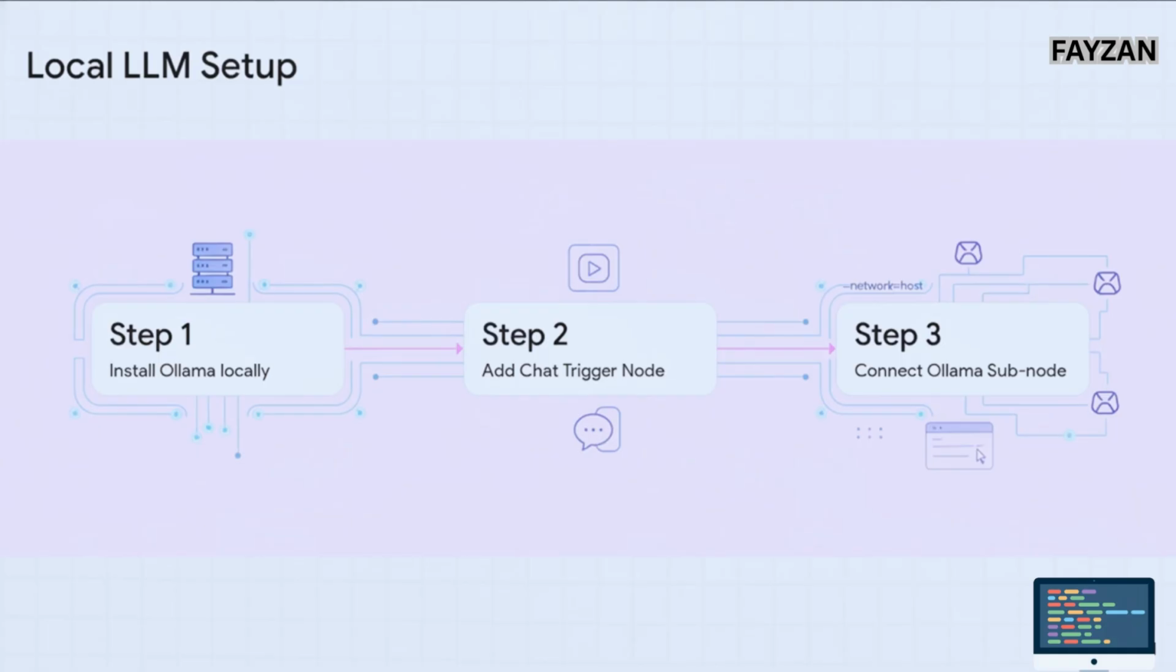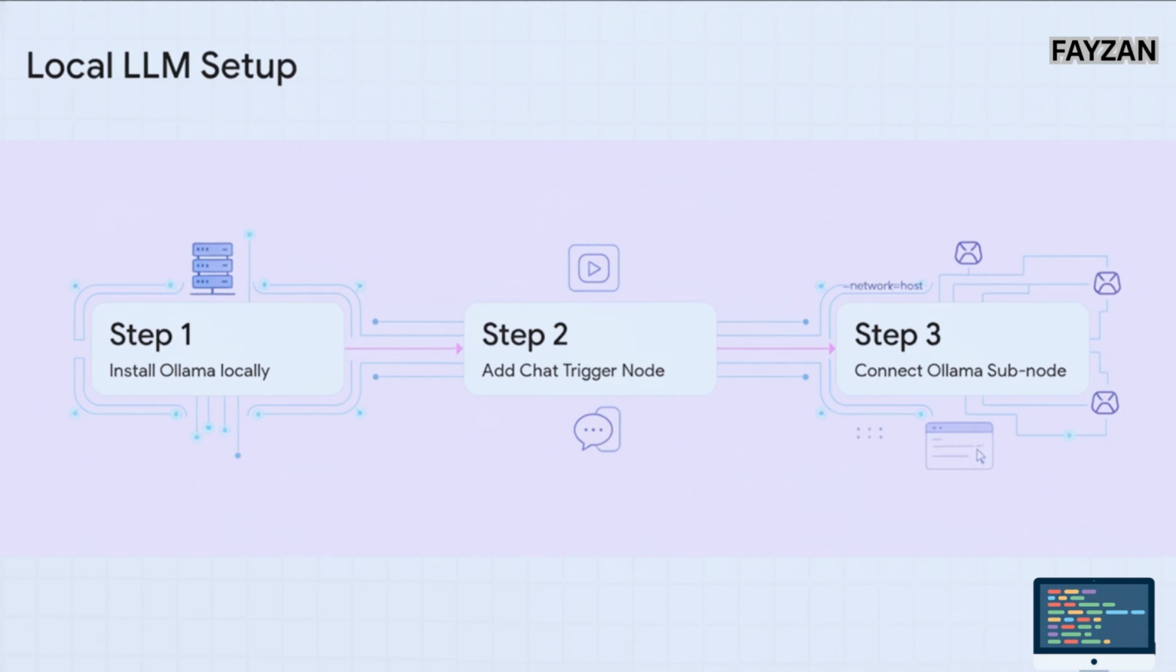Setting up a local AI with n8n involves 3 straightforward steps. First, you run Ollama on your local machine to host a model, like Llama 3 for instance. Second, you just drop a chat trigger node into n8n to serve as your interface. And third, and this is a big one for you Docker users out there, you have to configure your network so n8n can actually communicate with your localhost.